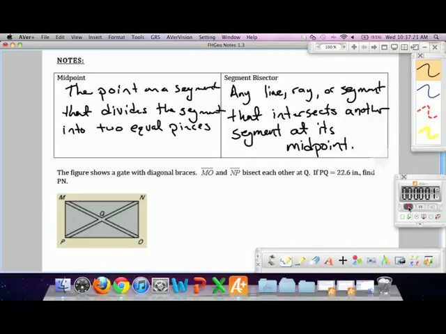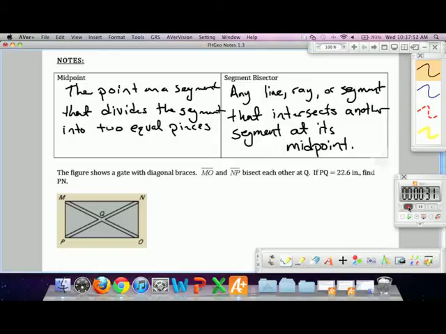Midpoints are a segment that divides a segment into two equal pieces, and a segment bisector is any line, ray, or segment that intersects some other segment at its midpoint. So a segment bisector is a line or a ray or something that divides something else into two equal pieces. The two equal pieces is the important part here, because knowing that gives us a lot of nice information.